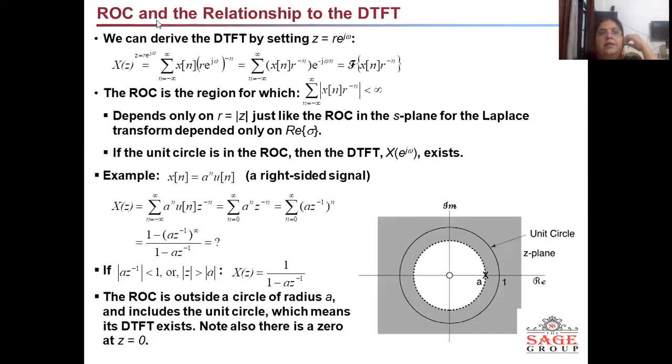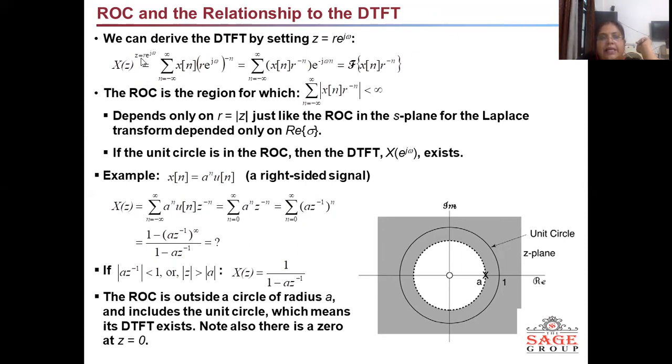Now we'll consider the ROC, which means region of convergence, and its relationship to the discrete time Fourier transform. We can derive the discrete time Fourier transform by setting z equals r e to the power of j omega. So the Z transform is very much related to the discrete time Fourier transform. The Z transform equation is X(z) equals the summation of x[n] e to the power of minus j omega n.